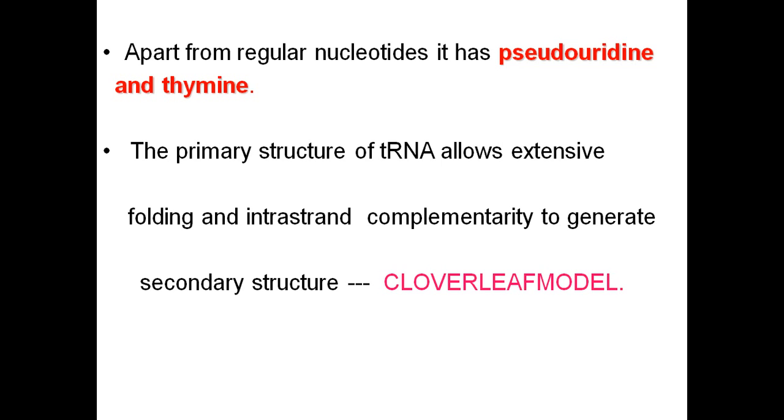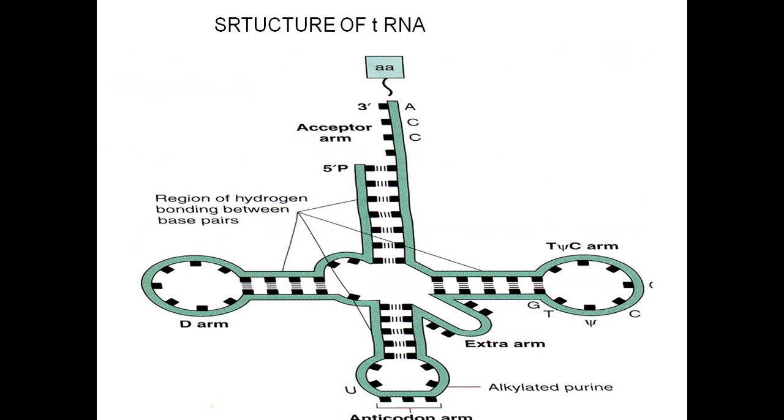So Clover has proposed a leaflet model for the understanding of tRNA structure. I will show you the structure. Now this is the structure of tRNA. You can see 3' end and 5' end. At the 5' end we have a cap, and the 3' end also has a tail. Now, starting with the 5' end.